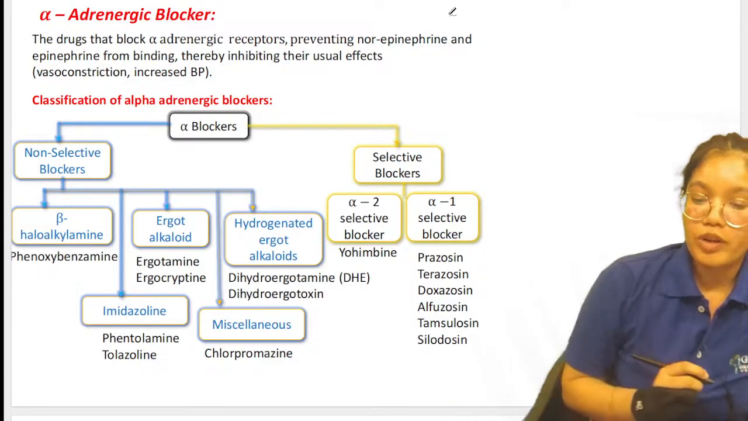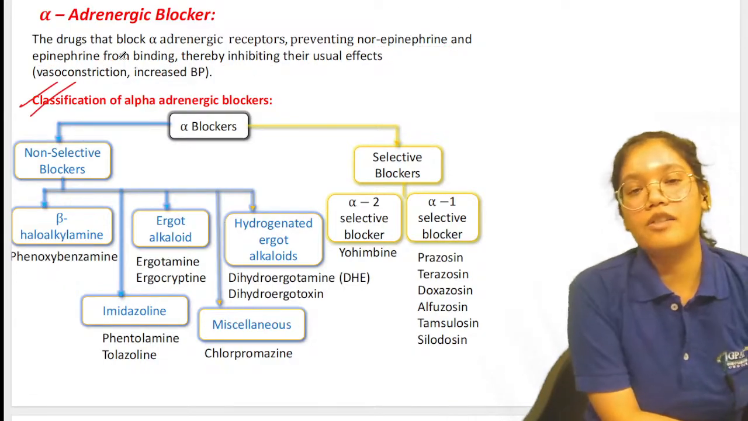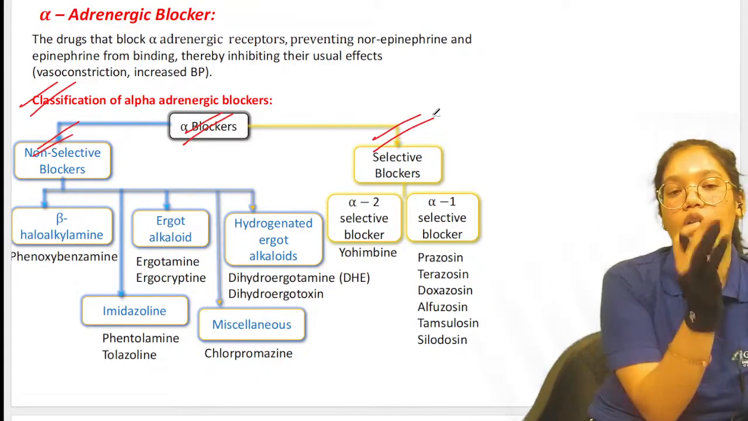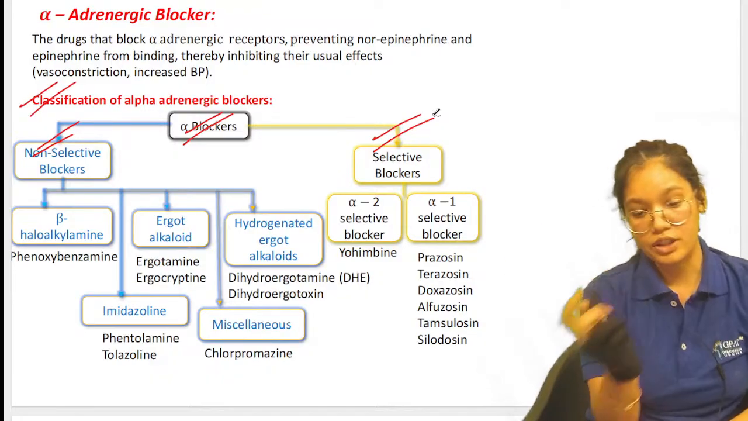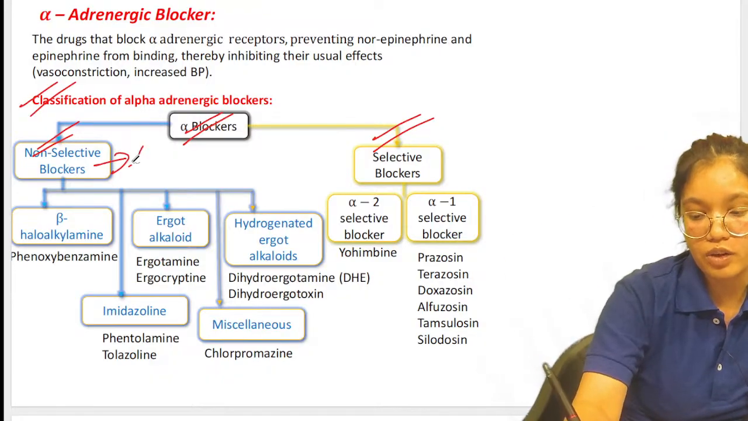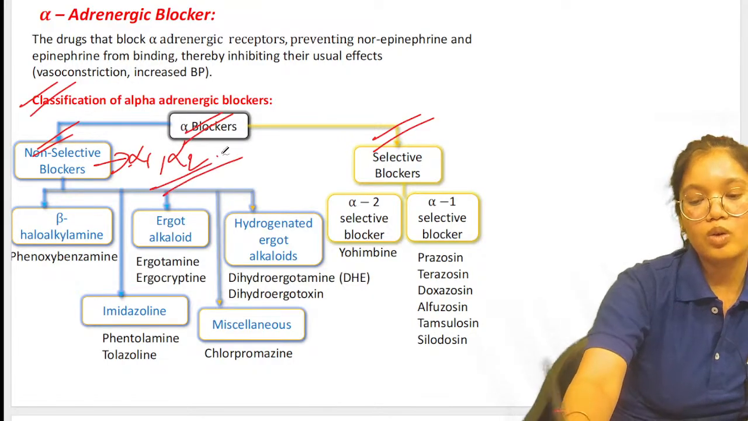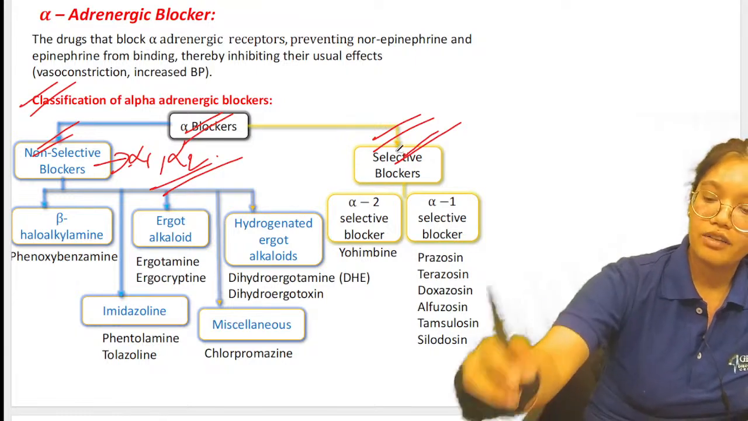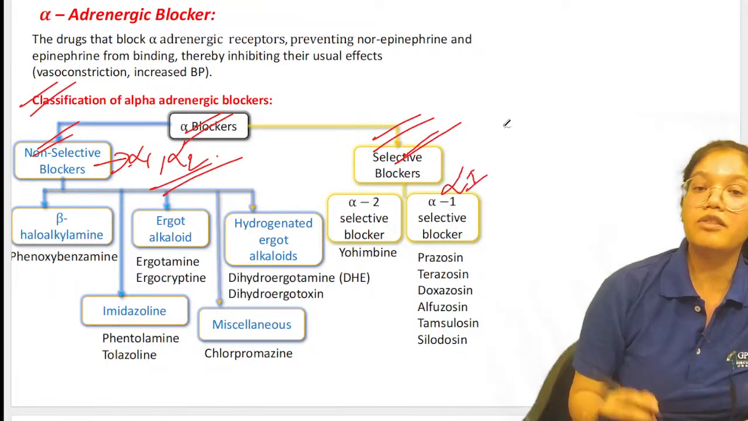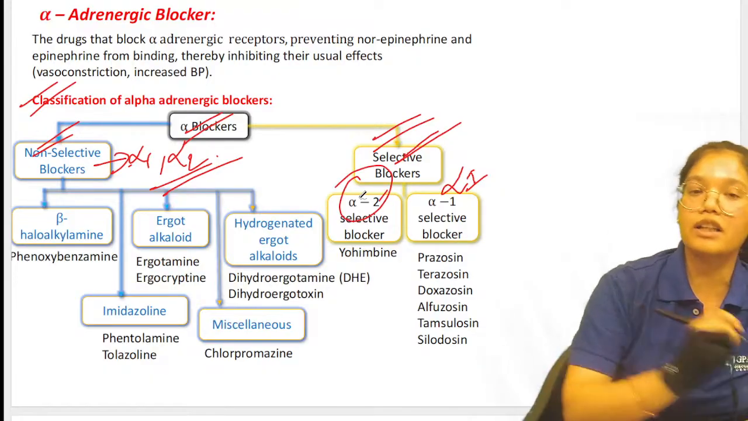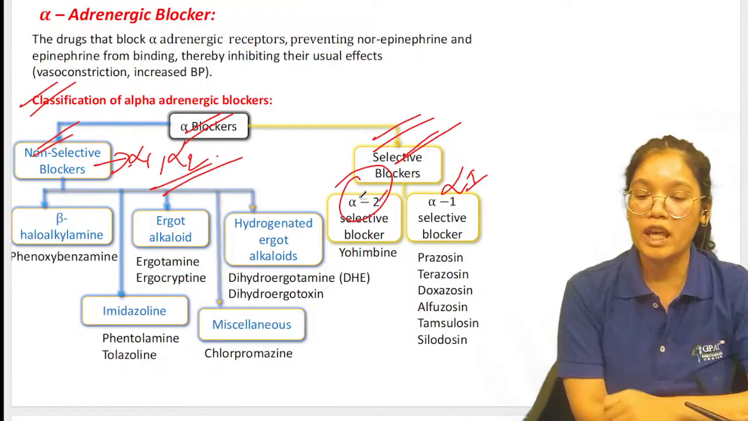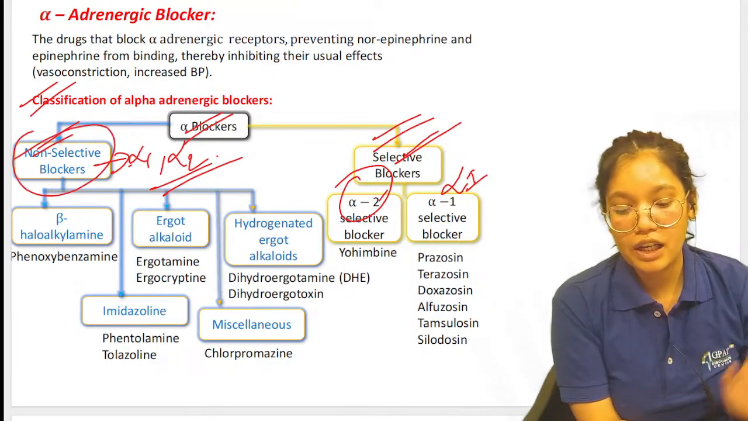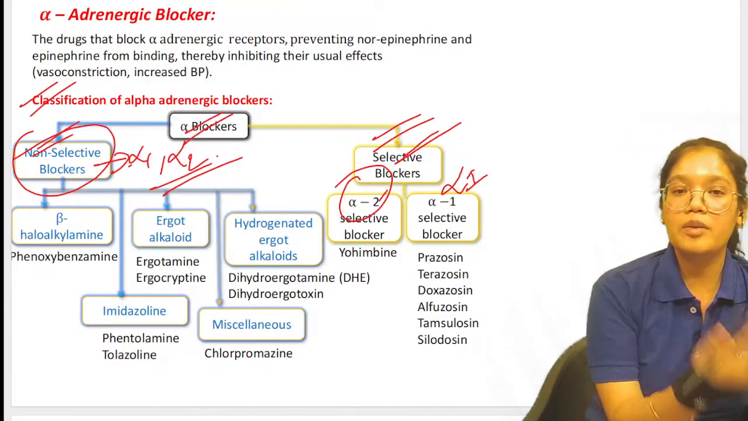Now moving forward towards the classification of the alpha adrenergic blockers. Alpha blockers are divided into two types, that is the non-selective blockers and the selective blockers. The non-selective blockers can work at alpha 1 and alpha 2, both the receptors. And talking about the selective, they will have a selective action, that is some will act selectively on the alpha 1 and some will act selectively on the alpha 2 receptor.